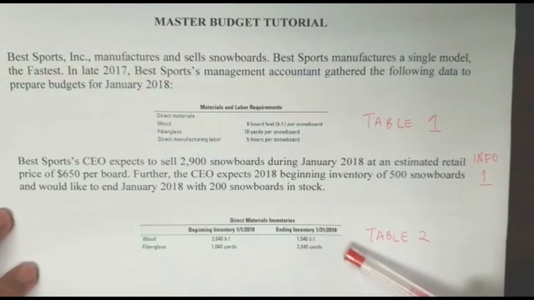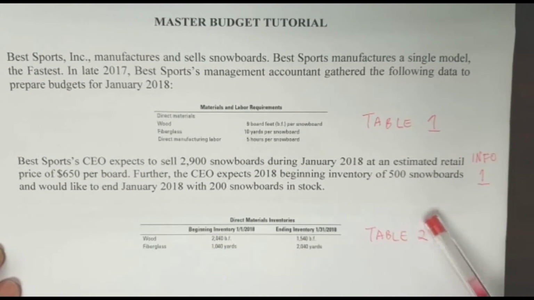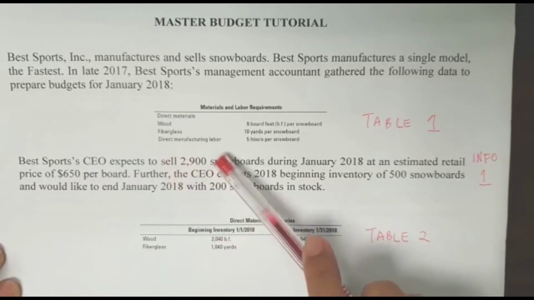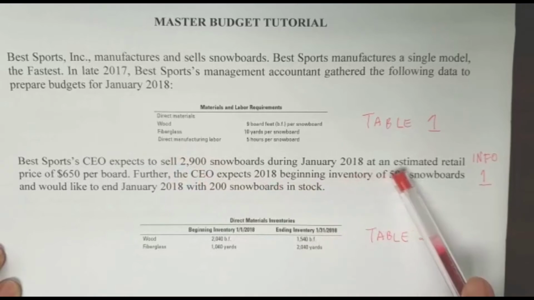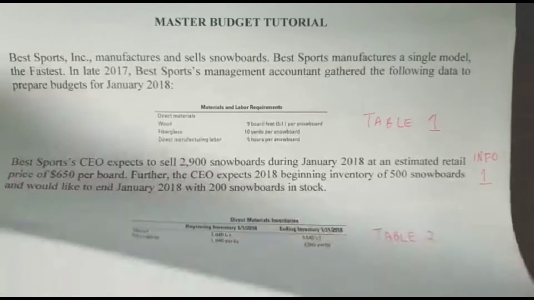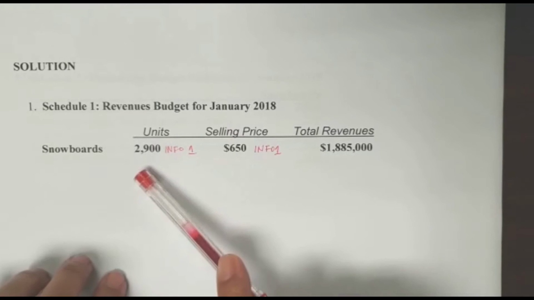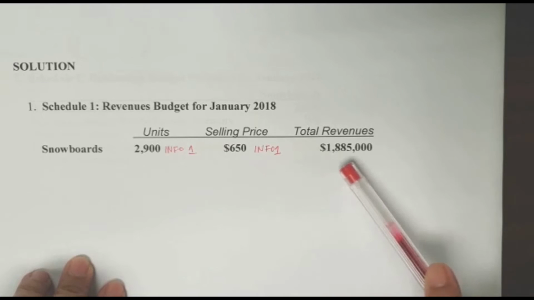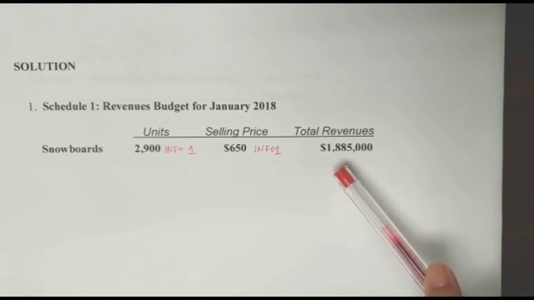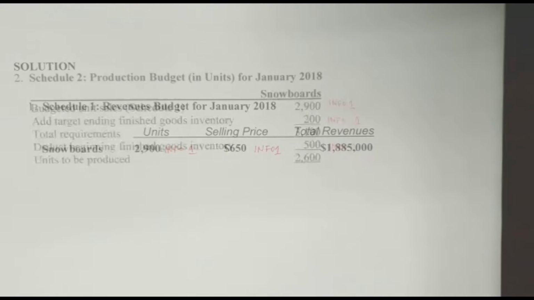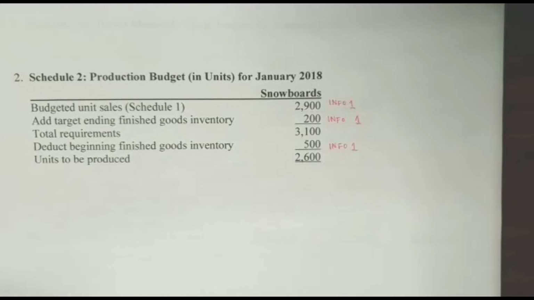Right, so here is information 1. This is where Best Sport expects to sell 2,900 units at an estimated retail price of 650. So I use this information for units and put it as the selling price, and units times the selling price, we will get the total revenue of 1,885,000.